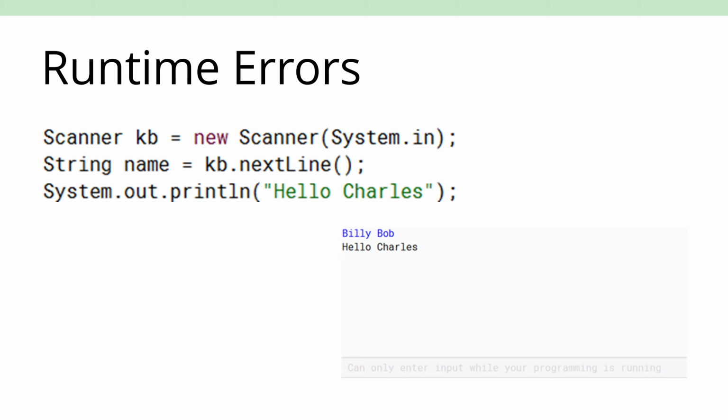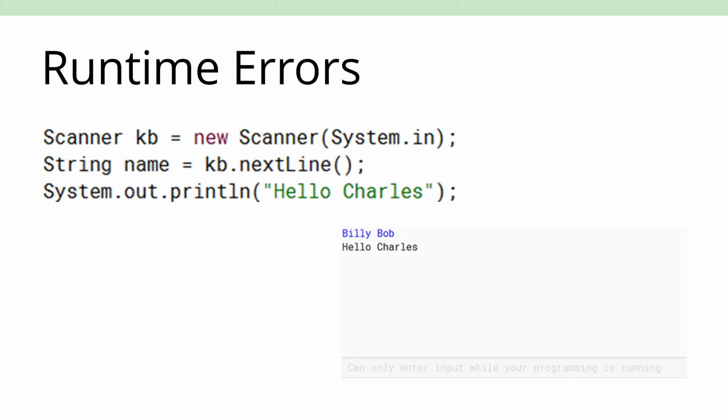On the first line of code, when it says Scanner kb = new Scanner(System.in), that's creating a scanner object. You'll learn all about them in a very short time from now. On the next line, we have String name = kb.nextLine(), and then on the very last line is something you should be familiar with, the println command, and it says hello Charles.